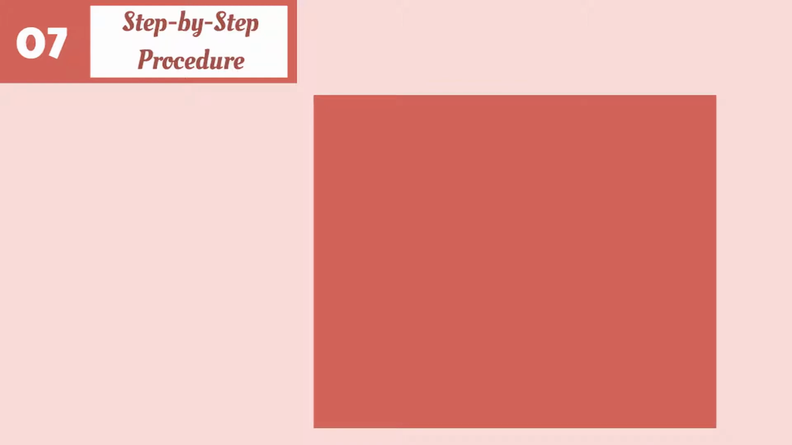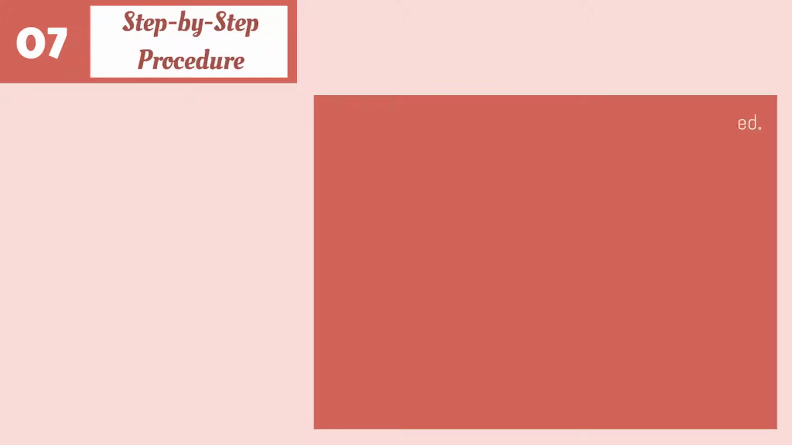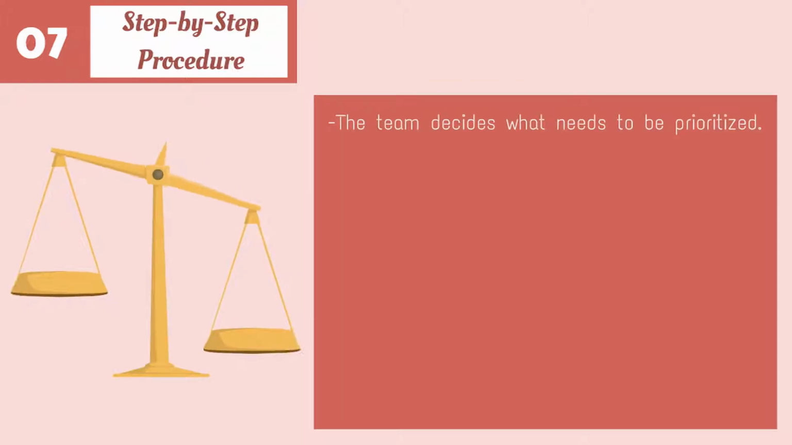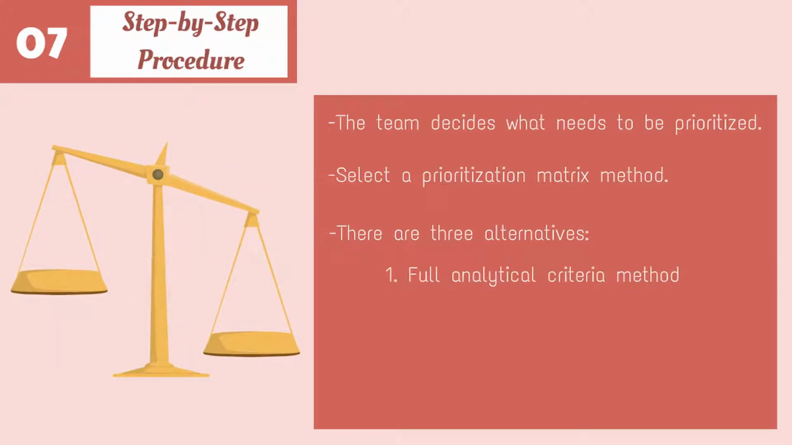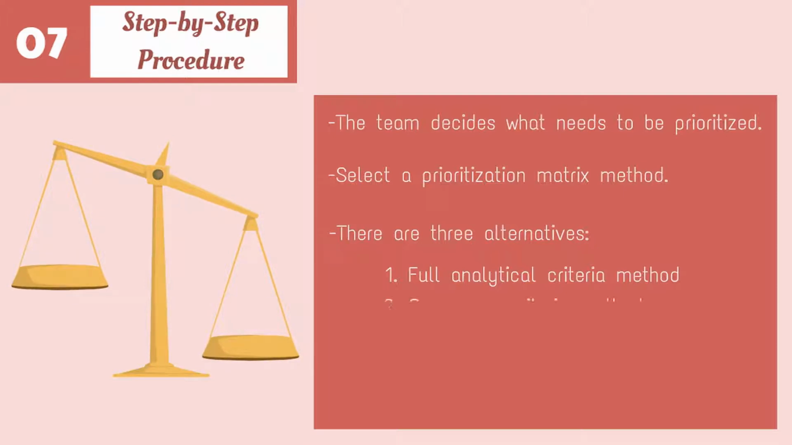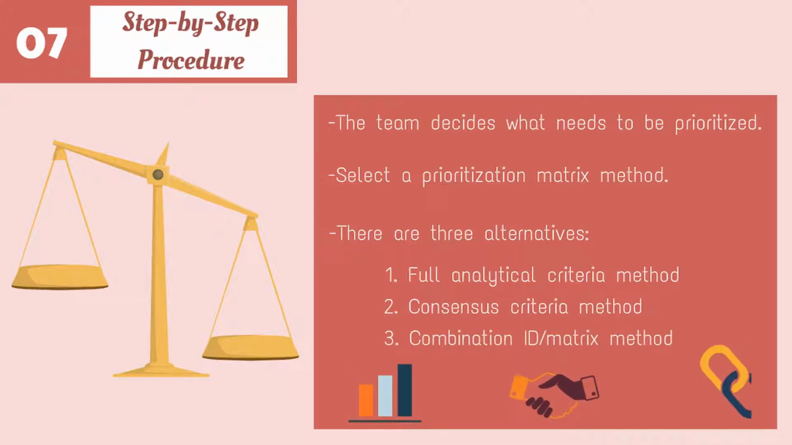Seven. Step-by-step procedure. The team decides what needs to be prioritized. Select a prioritization matrix method. There are 3 alternatives. 1. Full analytical criteria method. 2. Consensus criteria method. 3. Combination ID matrix method.